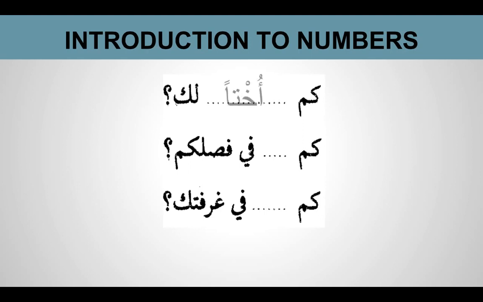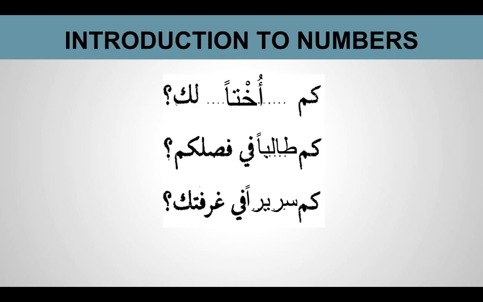So again here with kam you can say relationships. Kam ukhtan or kam akhun laka. Kam taliban fi faslikum. How many students in your class? Kam sariran. How many beds fi ghurfatik, in your room? So that's how we learned about kam and duals.